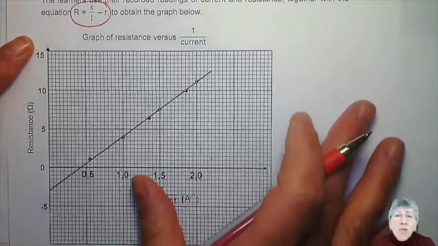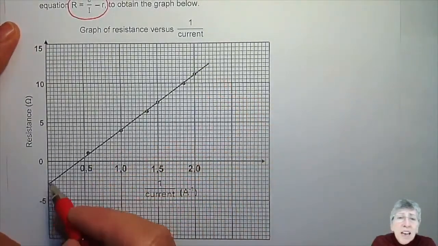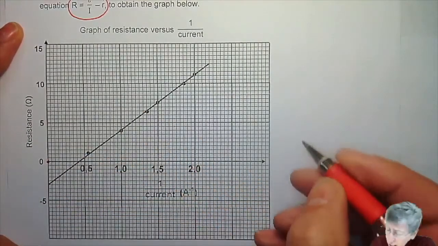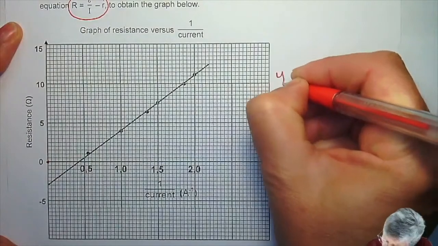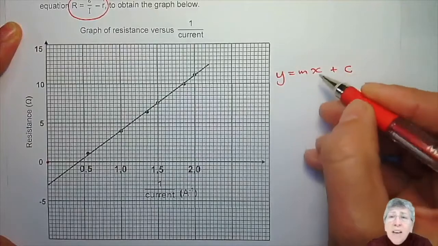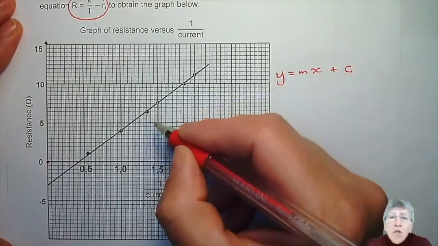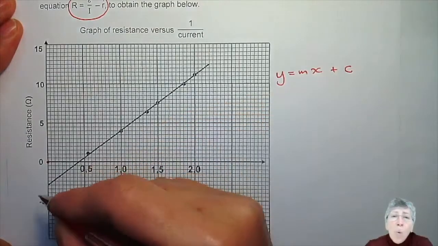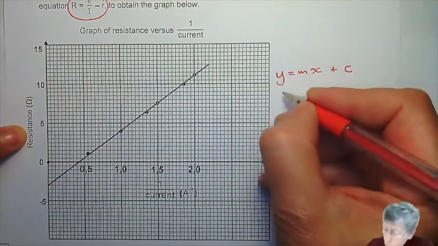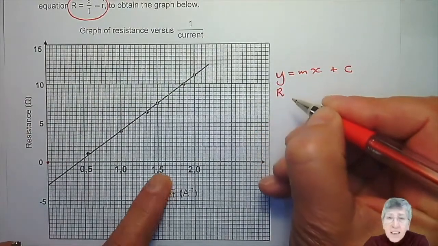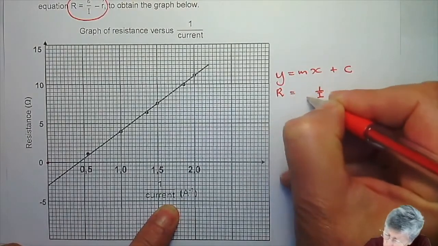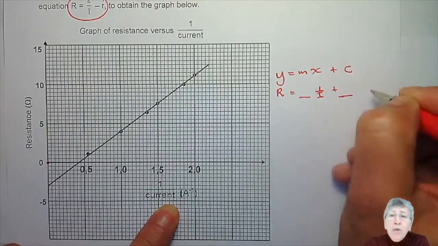When I look at this graph, you will see the graph is a straight line and it is not through the origin. The moment I have a graph like that, I'm going to try to write an equation in the form of y equals mx plus c. You will remember m refers to the gradient of that line and c is the y-intercept. So what do I need to do? I need to have resistance in the y position, and I need to have 1 over current in the x position, and then whatever is necessary to make a true equation.